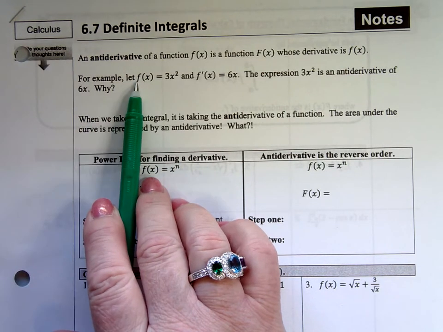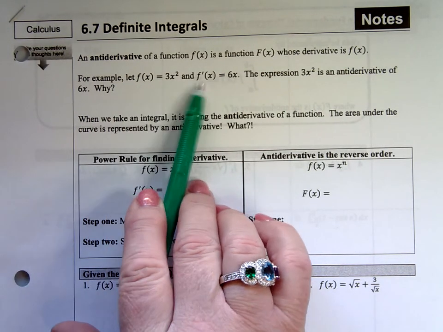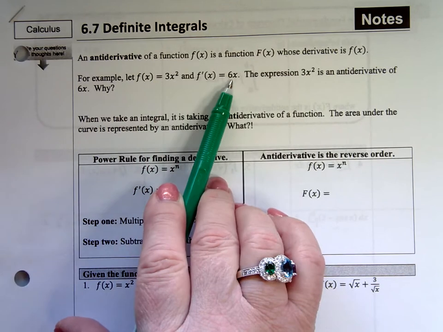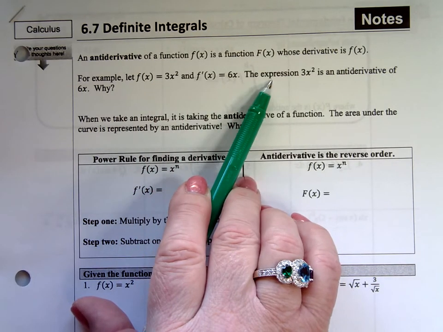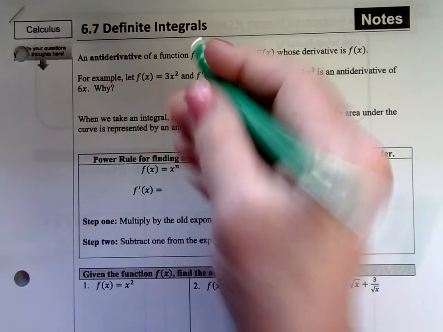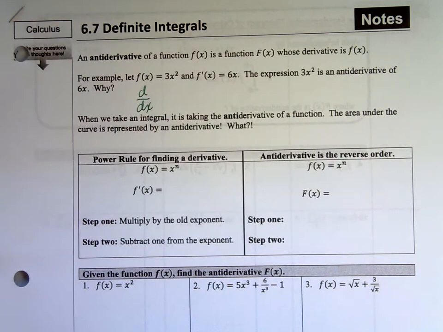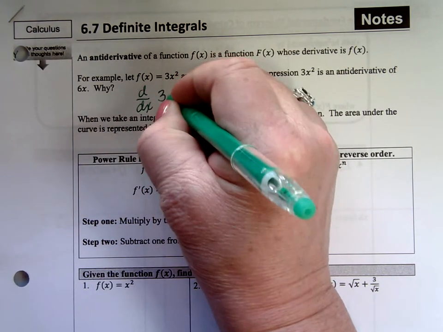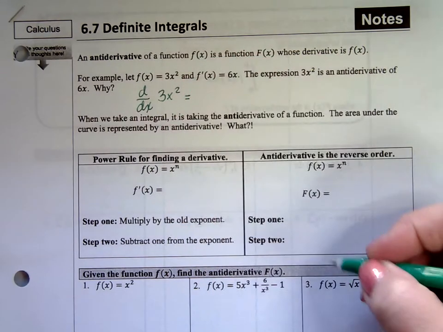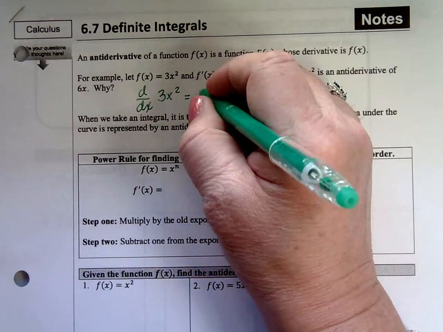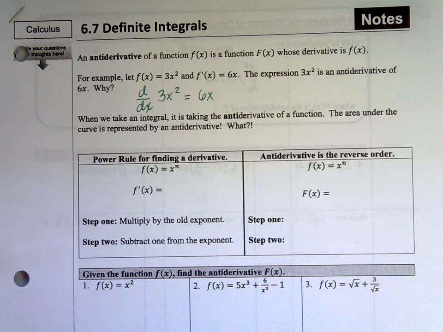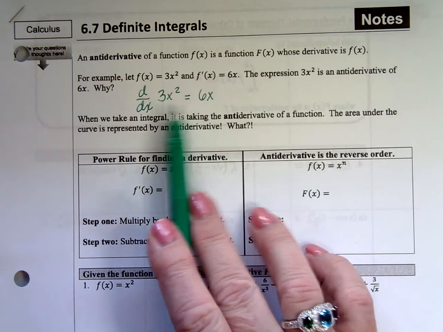For example, let f of x be 3x squared, and the derivative of 3x squared is 6x. The expression 3x squared is an antiderivative of 6x, and the question is why. If you take the derivative, d over dx is the notation I'm going to use for that. If I take the derivative of 3x squared, what do I get? And the answer is 6x. So it is the antiderivative for the function.